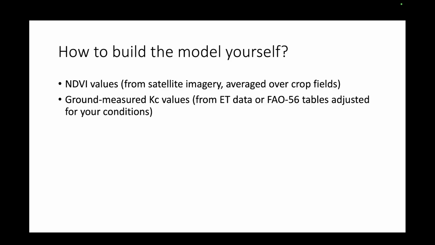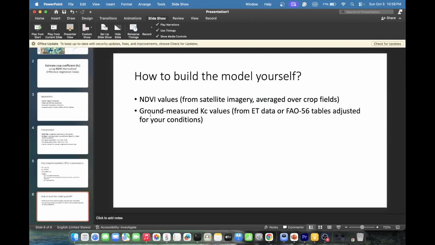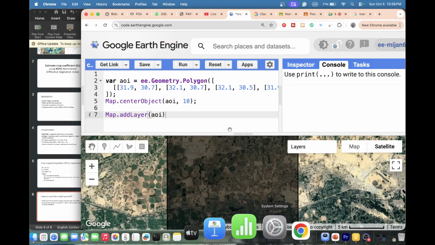Suppose in this case we can get the NDVI values from satellite imagery observing our crop field. Suppose I have a crop field, so I can simply get the NDVI values for my crop field. And further, for the Kc value, you can also get the ground measurement of Kc. It is also possible to monitor the Kc value from the ground, from the ET data, or you can also use the table. You can also say in your paper the FAO-56 table adjusted for your condition. So if you check this paper, they also use it.